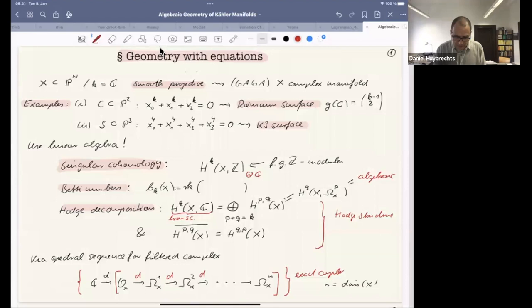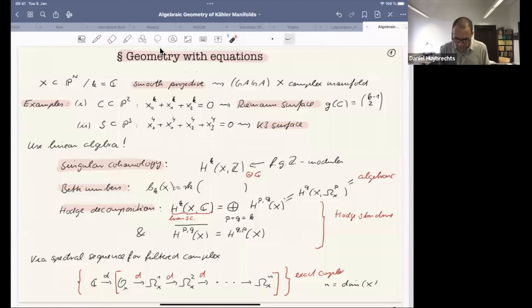And this allows you to compute the cohomology of this constant sheaf C, which is nothing but the singular cohomology with complex coefficients, as what is called the hypercohomology of this complex. And now this complex has a certain filtration.